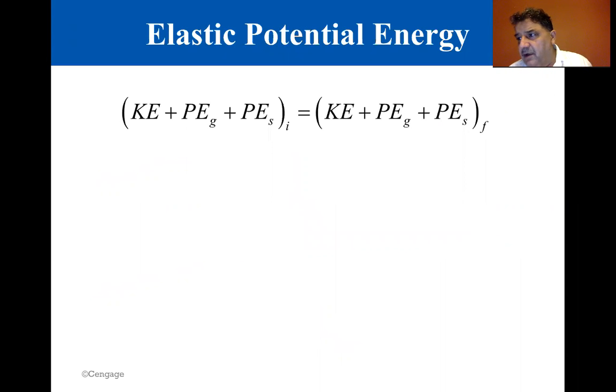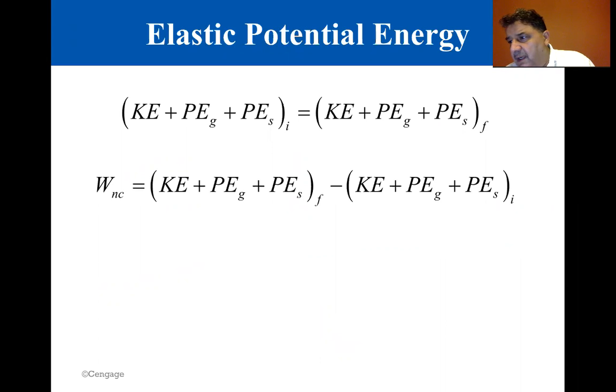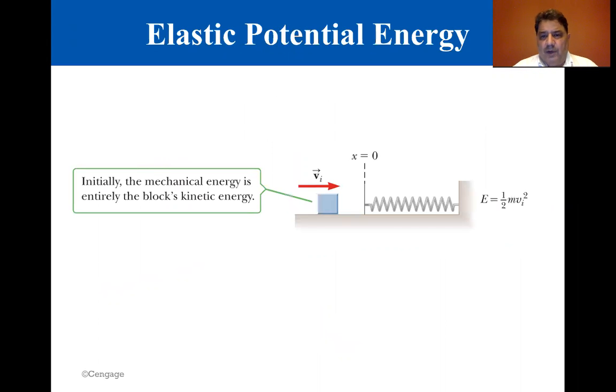Okay, let's apply the law of conservation of energy and include both gravitational and spring potential energy. If non-conservative forces like friction are present, then the change in mechanical energy must equal the work done by the non-conservative forces. So keep in mind that we need to include rotational kinetic energy in both of these equations for systems involving torques.